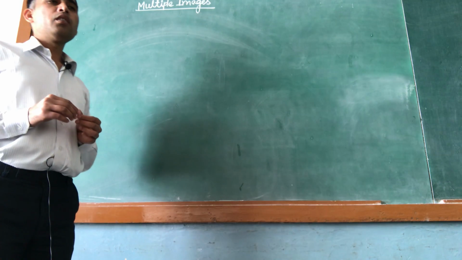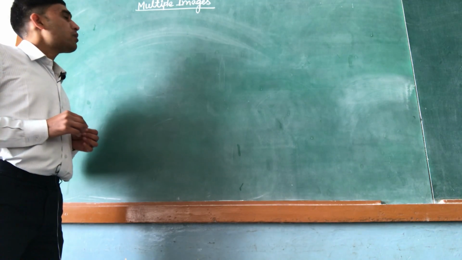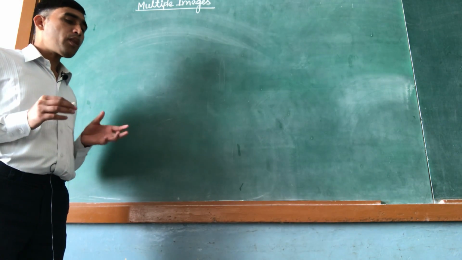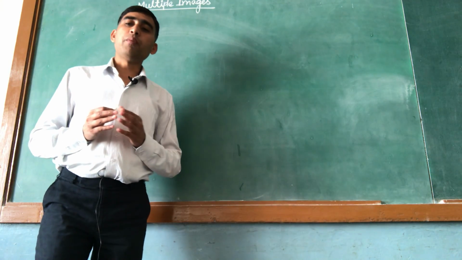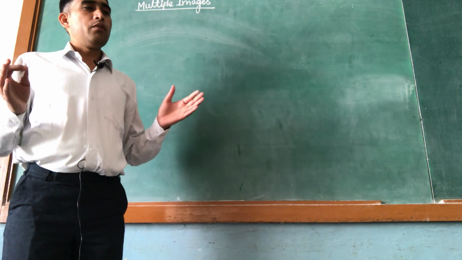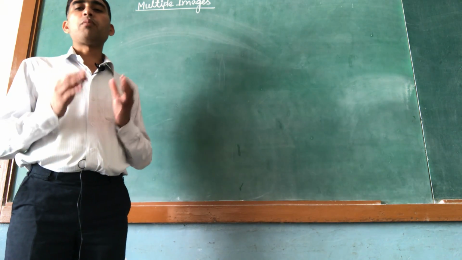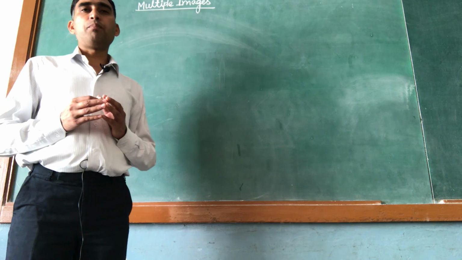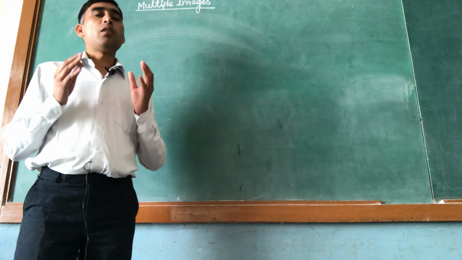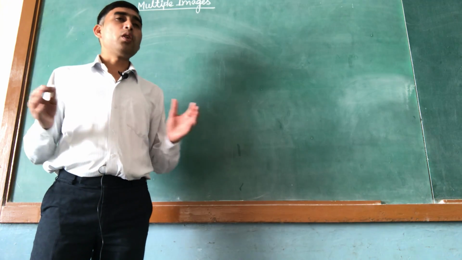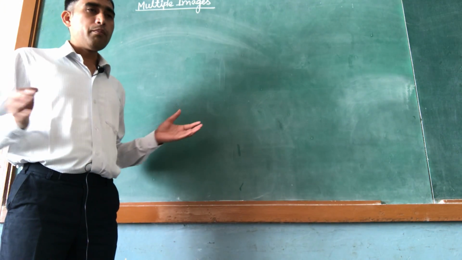Today we will discuss chapter number 16 of class 8, and in today's class we will discuss multiple images. We know that when you stand in front of a plane mirror, you can see your image in this mirror, or when you do some things in front of this mirror, your image is also doing some things. But what will happen if you place two mirrors in a combination at a certain angle, then how many images do they form? So if you place two mirrors at a certain angle, they form many images.